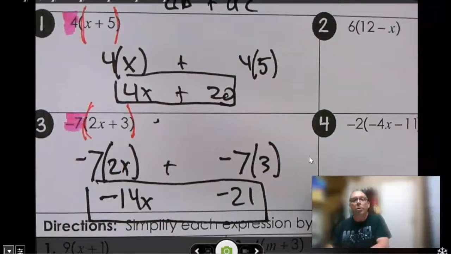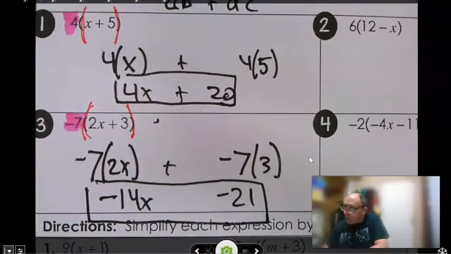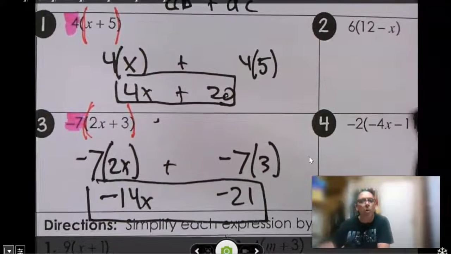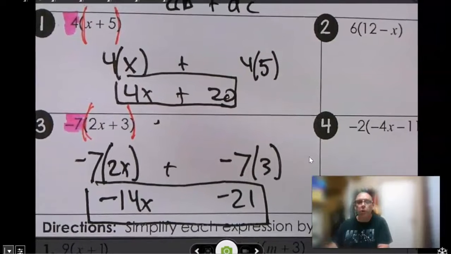Okay, let's go over and do 2 and 4 real quick, and a couple of examples. This sheet is going to be homework. I really need everyone to finish the whole thing, due tomorrow, beginning of class. Let's go over to problems 2 and 4.